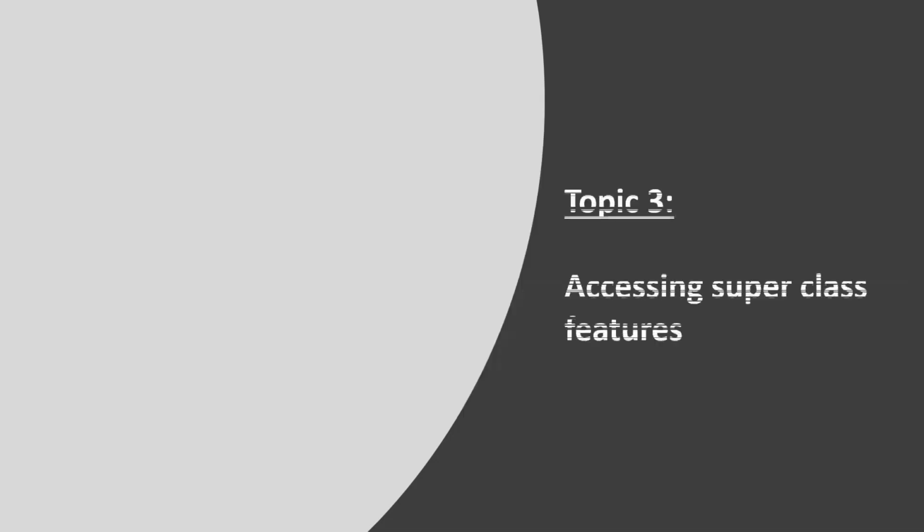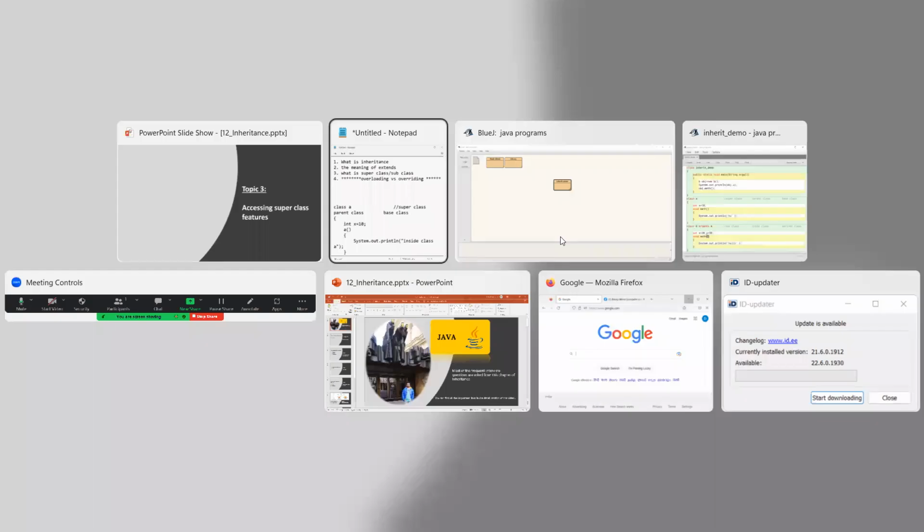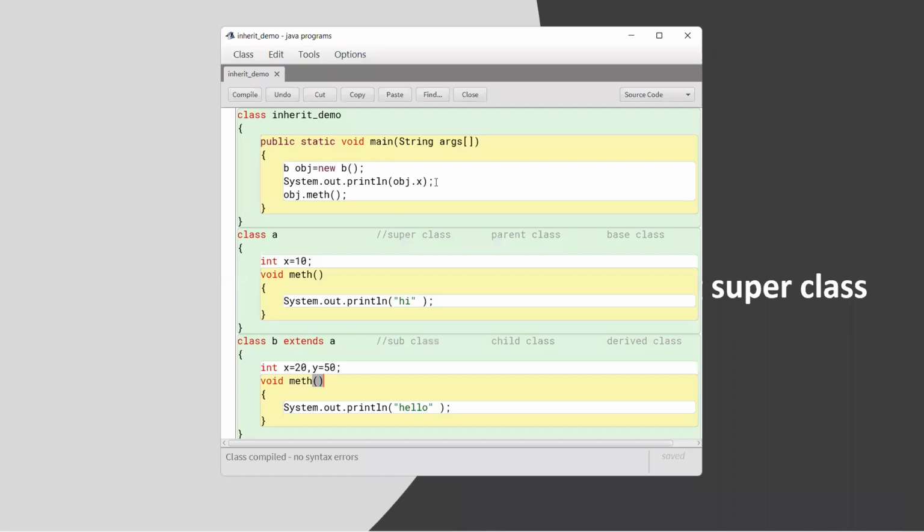So now if I come to the topic, three small topics today we'll be discussing. So accessing superclass feature. So now if I go to the program and suppose, let me delete this obj.x from here, or let it be there. Let me comment it out. So now if I print something like hi plus x, let me give the value of x. And here as well, let me give the value of x. If I compile and if I run this, it is going to print obviously hello 20.